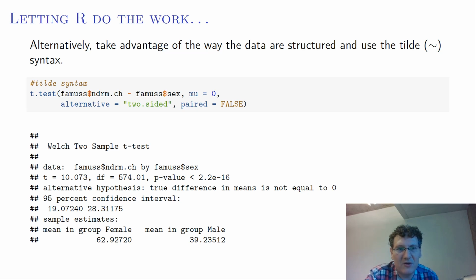So this is another thing you can do. You can use this tilde to group this vector by this grouping variable, and because there's only two groups, it'll do the t-test really nicely.